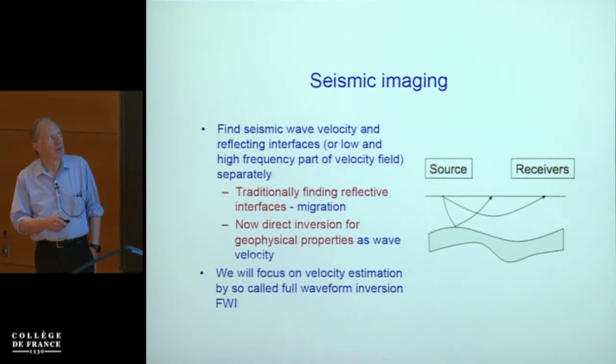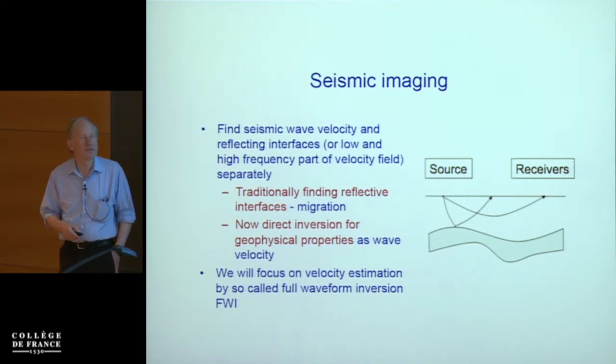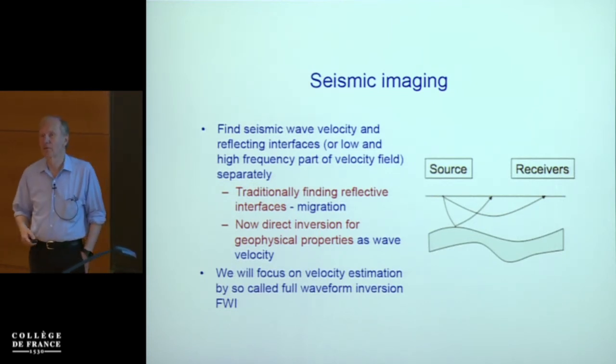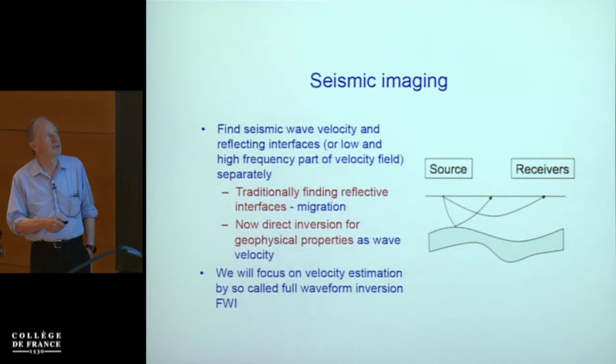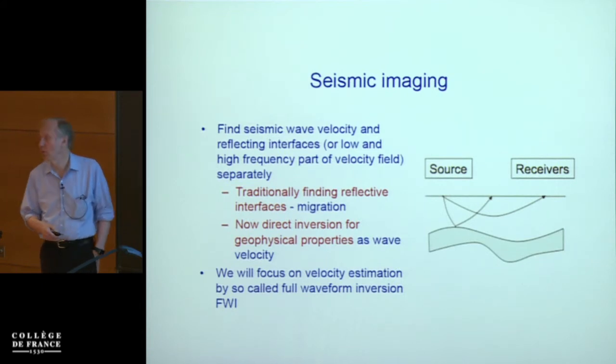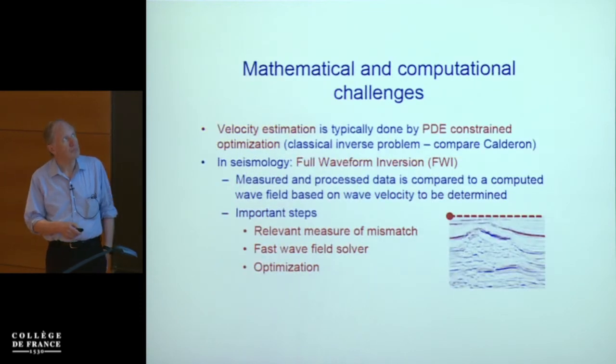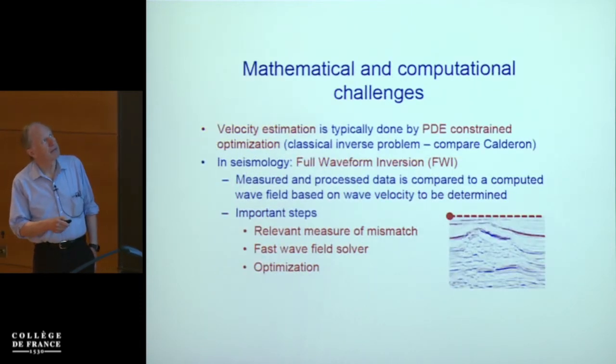So now it's becoming more and more so that people are looking for full inversion of physical properties, including the velocity itself. So you solve for that together with the interfaces and the geometry, what happened. So we will focus on velocity estimation, but what they call in the business full waveform inversion. And that is done as a PDE constraint optimization.